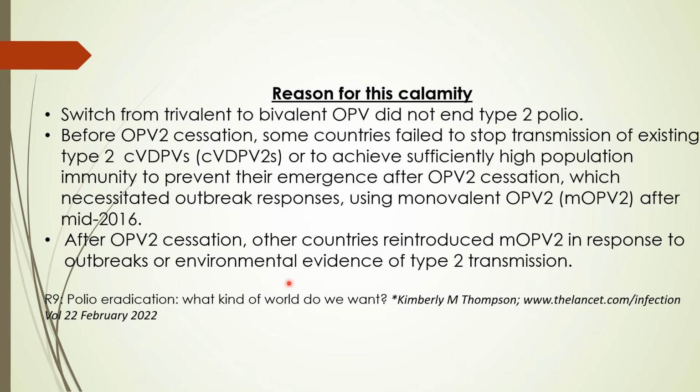After OPV cessation, other countries reintroduced mOPV2 in response to outbreaks or environmental evidence of type 2 transmission. To control circulating vaccine-derived poliomyelitis type 2, they reintroduced monovalent type 2 OPV. What this did is, this seeded the community again. This was a catch-22 situation. When you give monovalent OPV2, it can change into circulating vaccine-derived poliomyelitis and increase the transmission, while initially controlling the epidemic of it. Therefore, this was a catch-22 situation for which WHO does not have a solution yet.